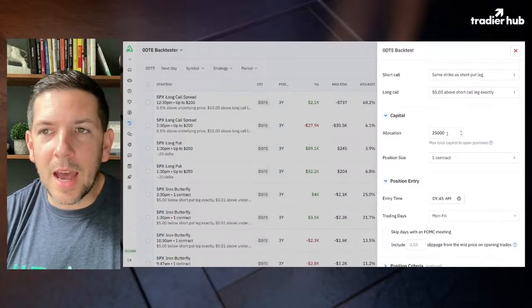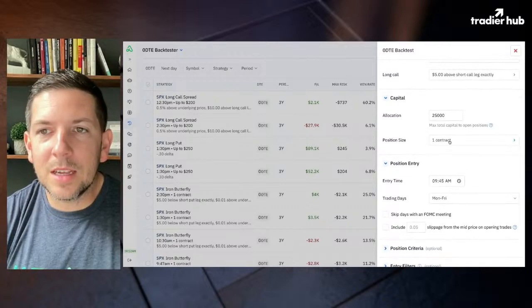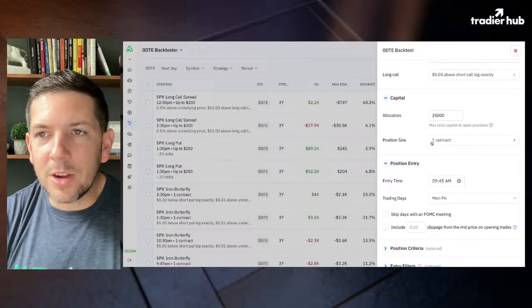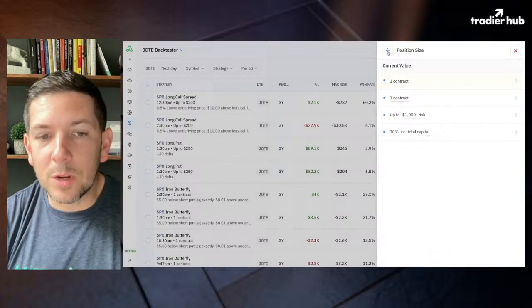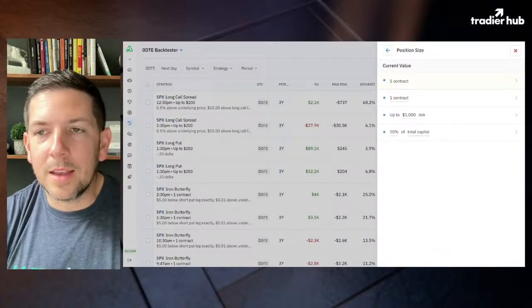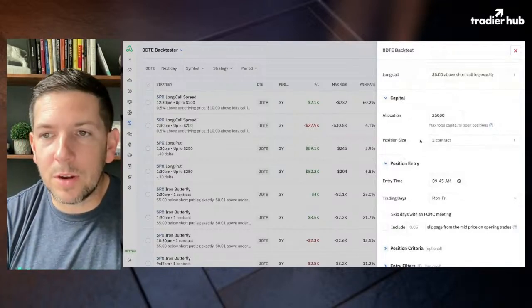Then we'll do a starting capital allocation. So we can start with $25,000, whatever the case is. Position size, we can just do one contract for now. So you can mess around with this if you want to. You can do up to certain risk amounts for this if you wanted to. Like you could do up to $500 of risk or $300 of risk, whatever it is.